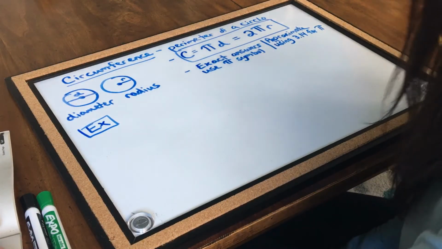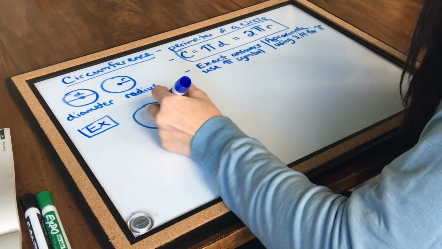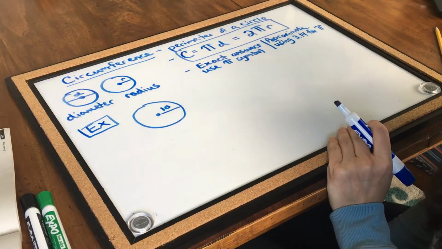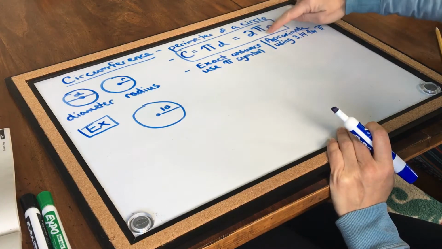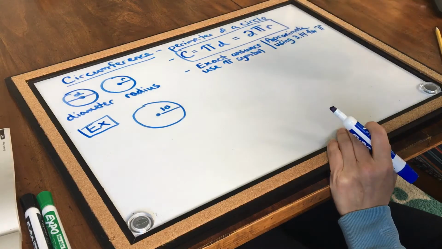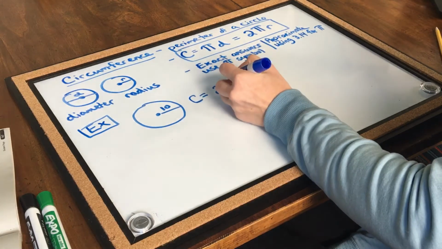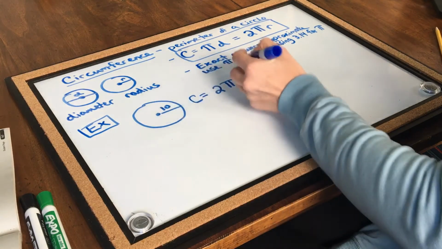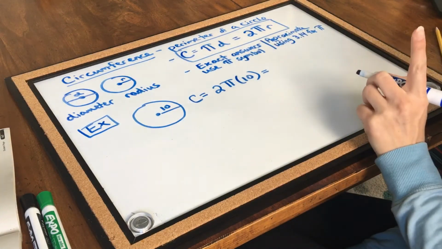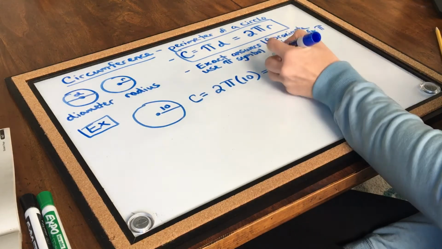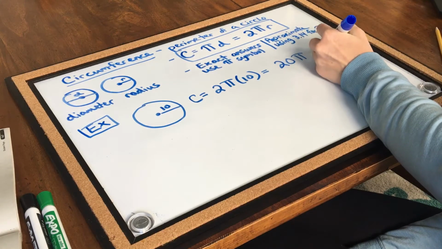So in this case, I'm going to have a circle, and they're going to give me a radius of 10. Okay, so let's find the circumference of this circle. In this case, I have a radius, so I'm going to use the 2 times pi times radius part of the formula. So I'm going to say my circumference equals 2 times pi times the radius, which is 10. Okay, so my exact answer would be 2 times 10 is 20, so my exact answer would be 20 pi.